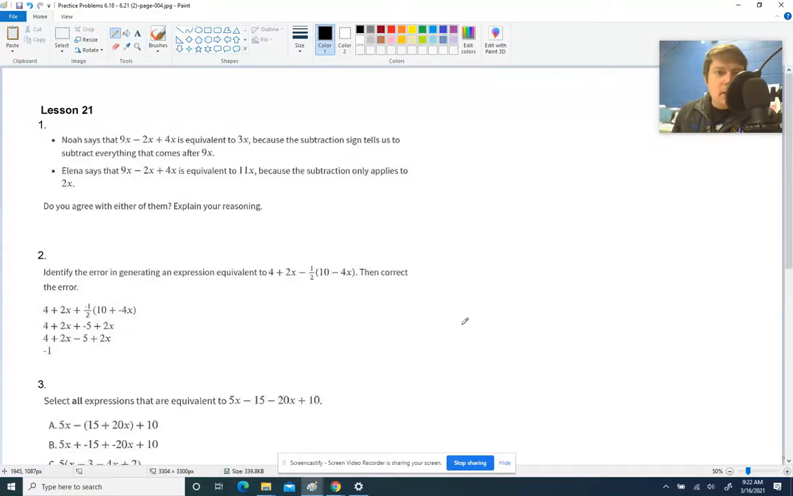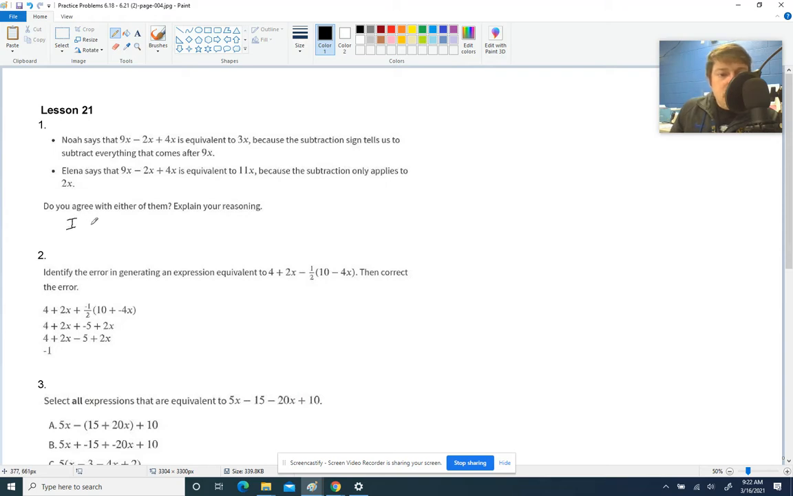Last page, let's look at the first problem. Noah says that 9x minus 2x plus 4x is equivalent to 3x because the subtraction sign tells us to subtract everything that comes after the 9x. He's saying this minus sign affects the 2x and the 4x. Elena says that 9x minus 2x plus 4x is equivalent to 11x because the subtraction only applies to the 2x. Do you agree with either of them?